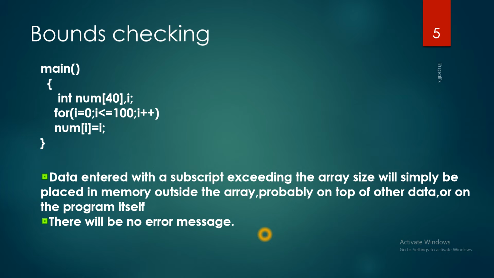Another important topic you have to check is the bounds checking of an array. See, here I am declaring an array num[40], but I am starting a for loop from i equals 0, i less than or equal to 100, i plus plus. So how many times will this loop go? It goes 100 times, but our array length is 40, meaning the array has 40 elements. So when I want to print num[i], what will get printed?